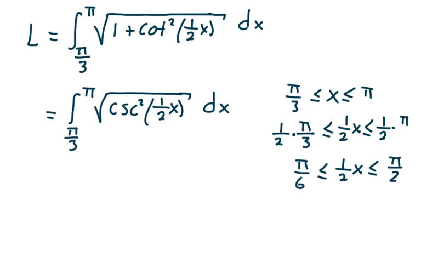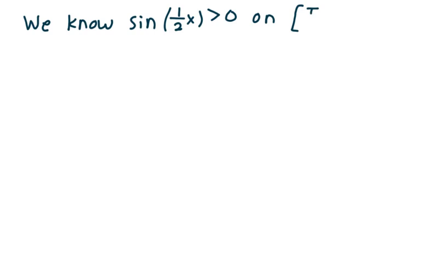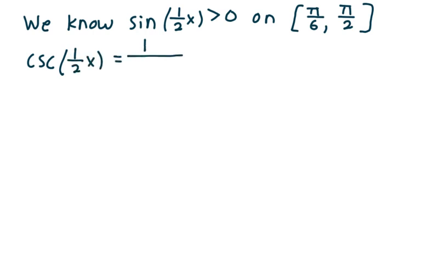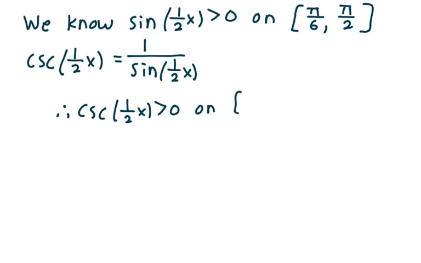And we need to know something about 1/2 x. Now, why would you ask? Well, we know that sine of 1/2 x is positive on the interval, let's remind ourselves, pi over 6 to pi over 2. But cosecant of 1/2 x is the same as 1 over sine of 1/2 x, and so cosecant of 1/2 x is also positive on the interval pi over 6 to pi over 2.